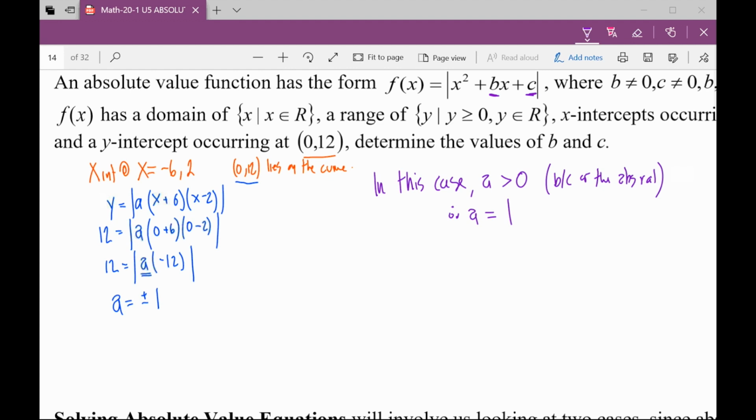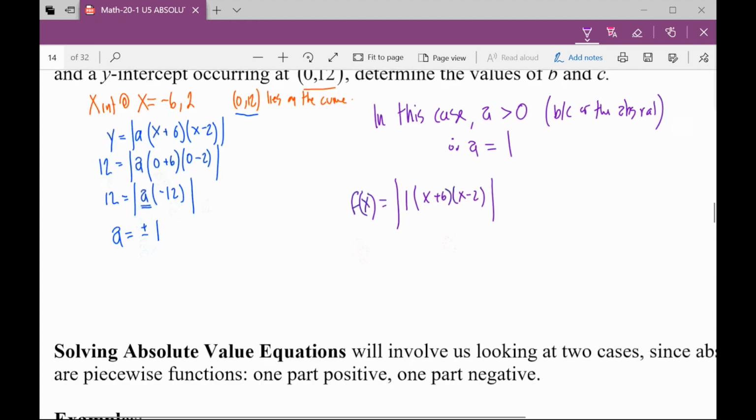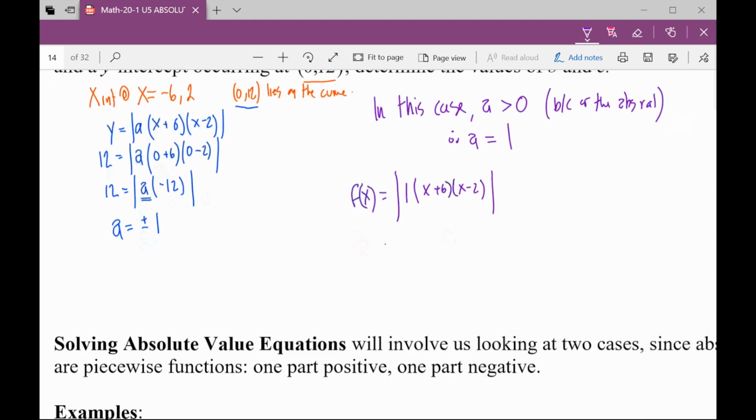So let's expand. Let's take f of x, absolute value of 1. We don't need to put the 1 there, but I just want to show you where the a value comes from. And we'll take the expression x plus 6, x minus 2, and what we'll do is we'll simply expand it. All right. And so it's going to become the absolute value. Now I'm going to take away the 1 or ignore the 1 because it's implicit in the expression.